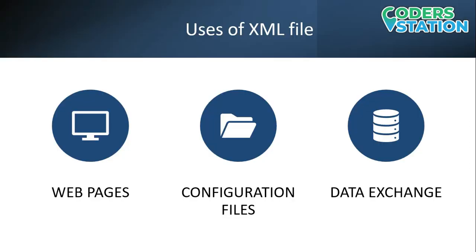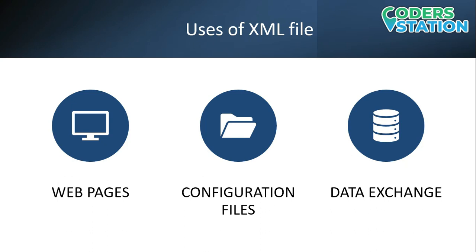Now the next and most important thing is that we need to understand the uses of an XML file. There are basically three main uses of an XML file. The first one is web pages. XML can be used to define the structure and the content of a web page. XHTML, Extensible Hypertext Markup Language, is a version of HTML that is based on XML and can be used to create web pages that are both human readable and machine readable.